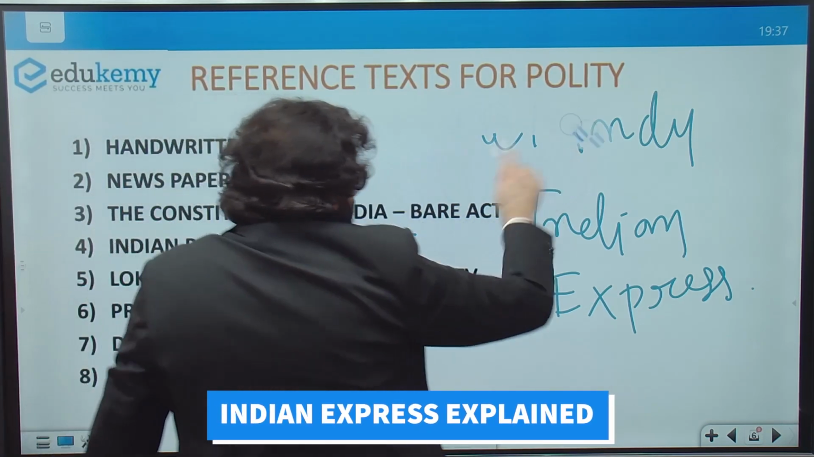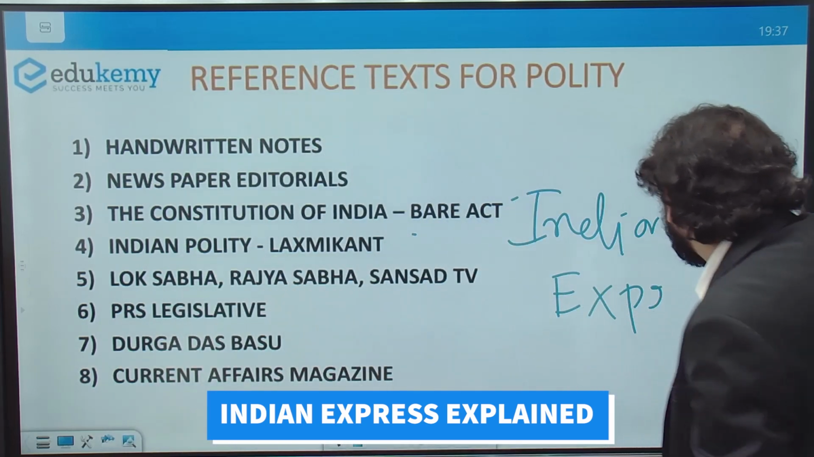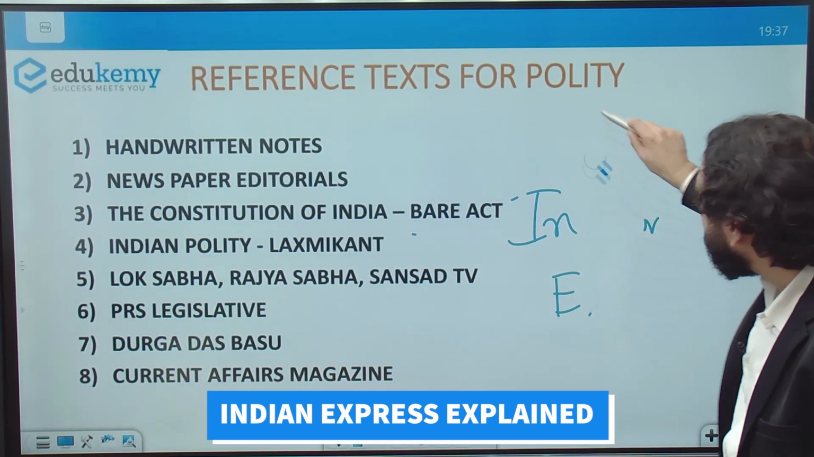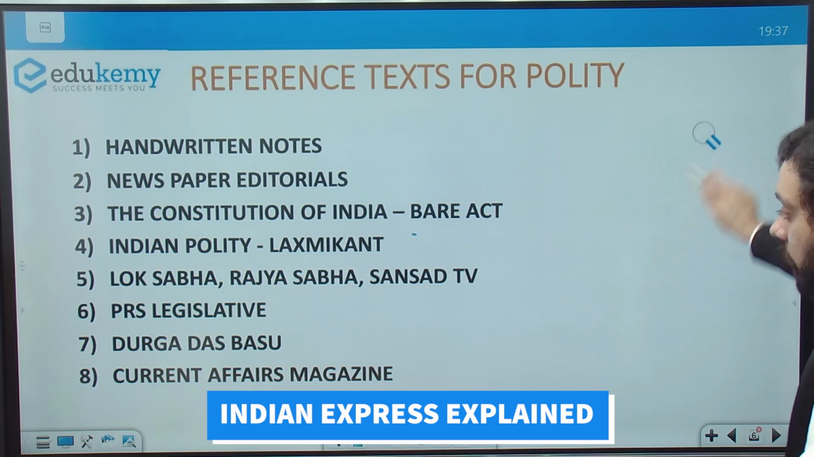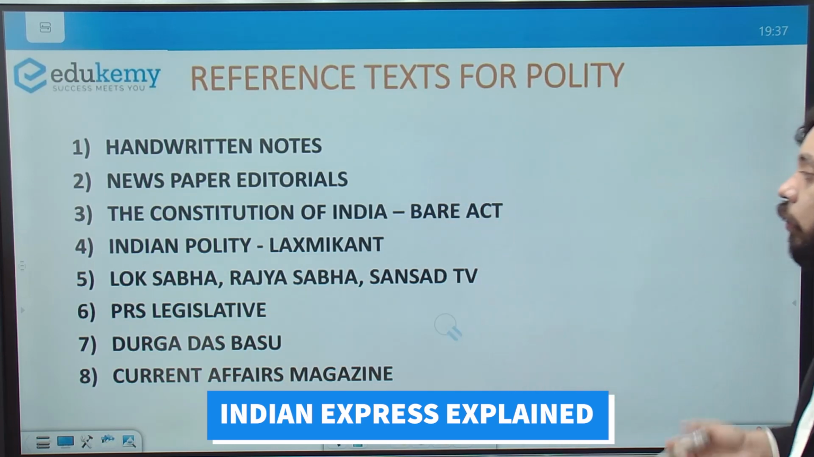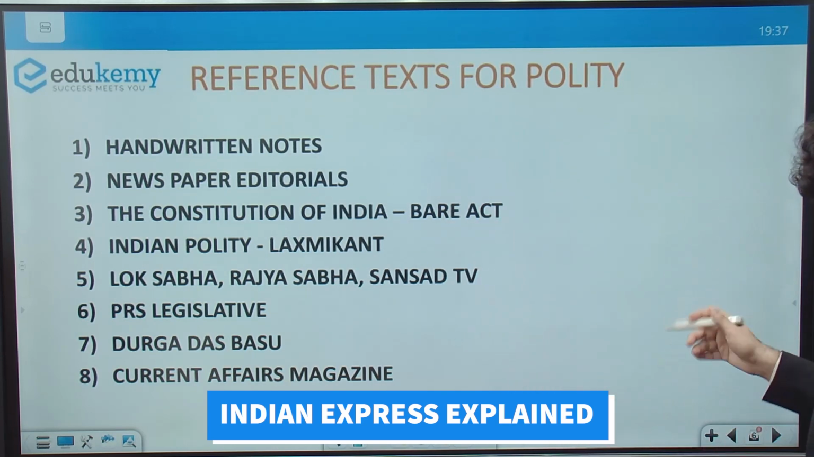Okay, for instance, there's something called the Indian Express Explained, which is a beautiful description of various things. For instance, contempt of court. What is contempt of court? What is the difference between civil and criminal contempt?